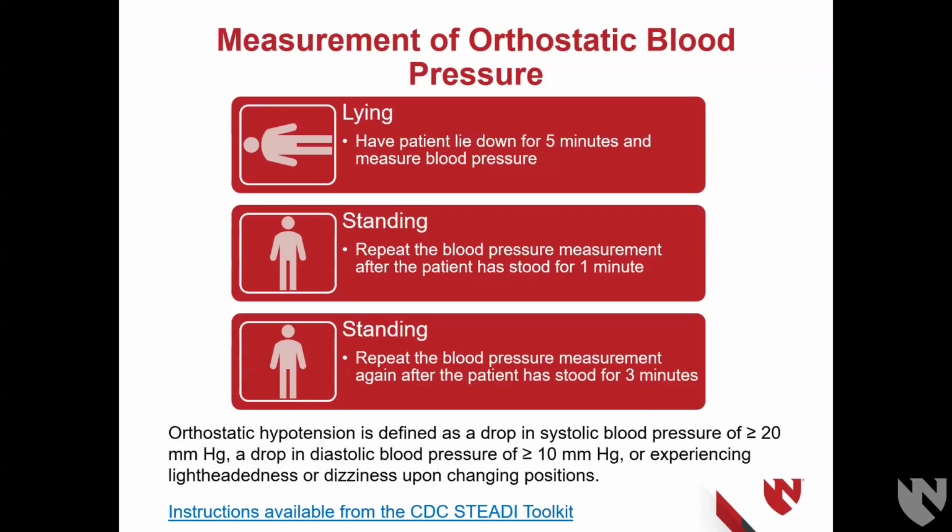Orthostatic hypotension is defined as a drop in systolic blood pressure of at least 20 millimeters of mercury, a drop in diastolic blood pressure of at least 10 millimeters of mercury, or experiencing symptoms of lightheadedness or dizziness upon the change in position.